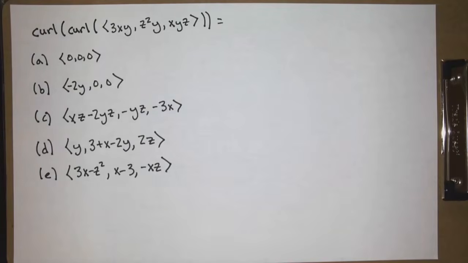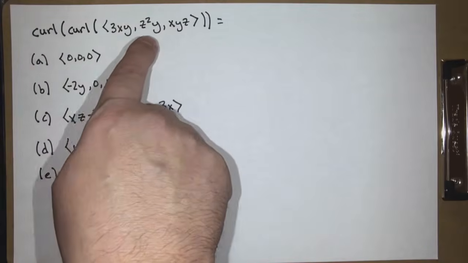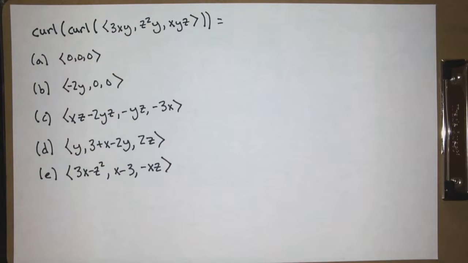All right, so our warm-up problem. Find the curl of (3xy, z squared y, xyz). So the curl, it's an idea so nice. In this problem, we're going to do it twice.